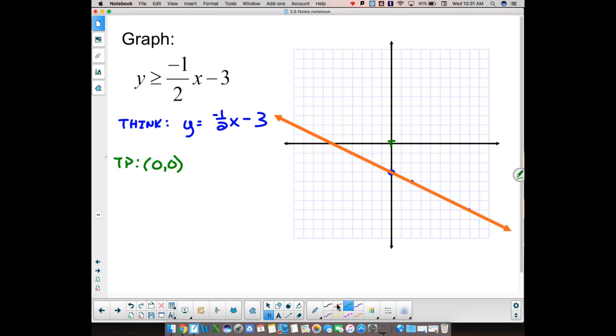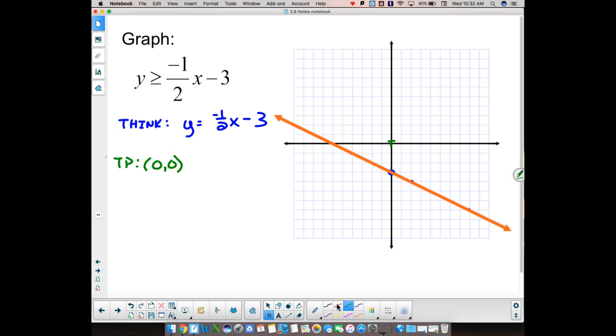Okay? Now, when I plug this test point back in, if I get a true statement, I'm going to shade on that side of the line, the test point side of the line. If I get a false statement, I'm going to shade on the other side of the line. But I have to shade because it's not an equal sign. If it's an equal sign, it's just the line. If it's an inequality, there's shading involved.